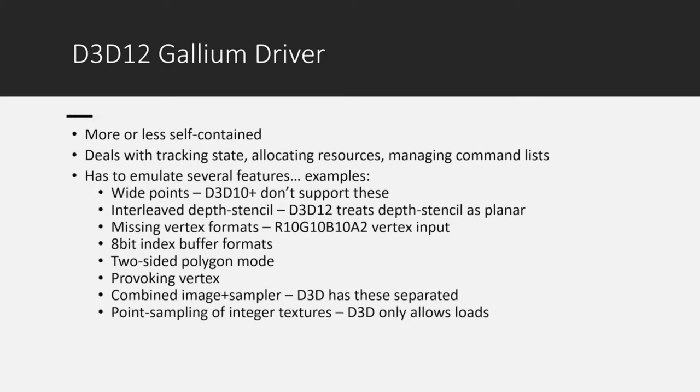Point sampling of integer textures is actually kind of interesting, and this is one that we didn't foresee up front. D3D only has the ability to do loads of integer textures as opposed to sampling. And specifically what that means is that if we want to do access with normalized coordinates, or if we wanted to get border behaviors, for example, clamp or a border color or repeat, we actually needed to write additional shader code to make that happen.